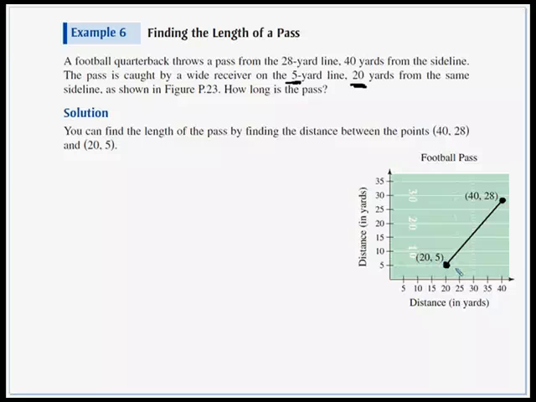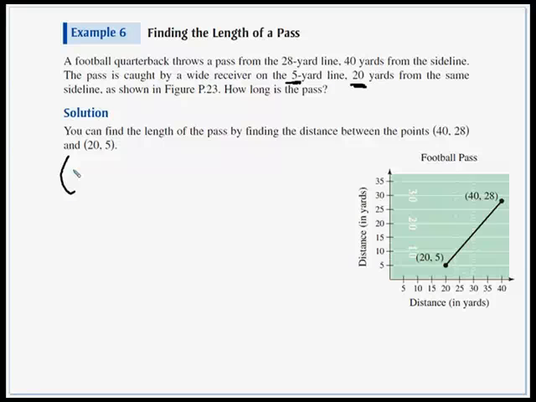There is our other point, 20, 5. So can you find the length of the pass by finding the distance between those points? For the quarterback stats, he passed from the 28-yard line to the 5. So in the stat book, he passed for 23 net yards, but that's just straight. The actual length of the pass was longer because it was on the angle that he threw the ball at. So we'll find the actual length of that pass.